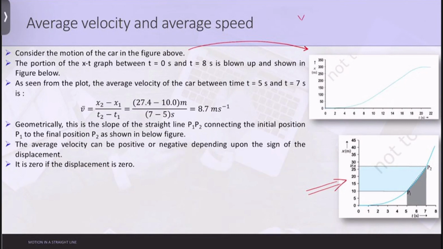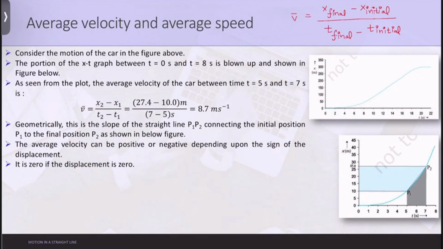We know the formula. What is v bar? V bar is nothing but x2 minus x1 upon t2 minus t1. Please remember, every time the first value, that is x2 or t2, is the final value, and after the minus sign the next value is the initial value. Let us write it more generally. So v bar is nothing but x final minus x initial upon t final minus t initial. That is how it can be understood.